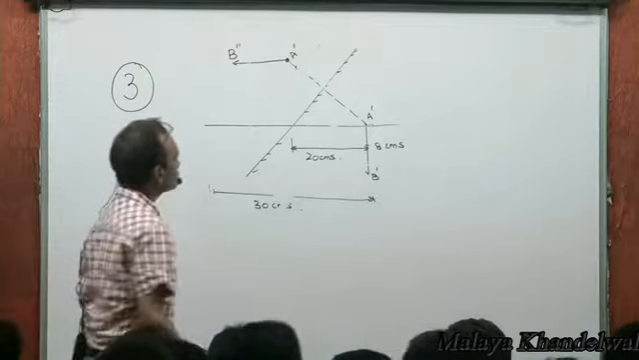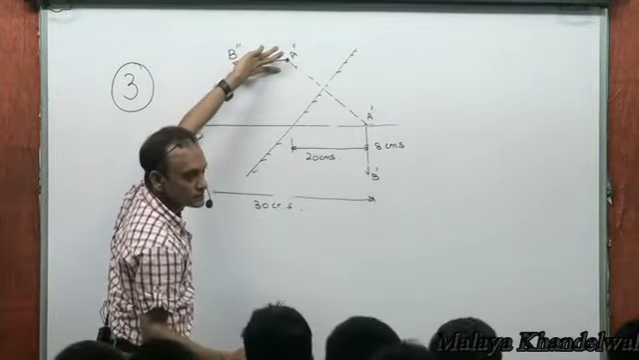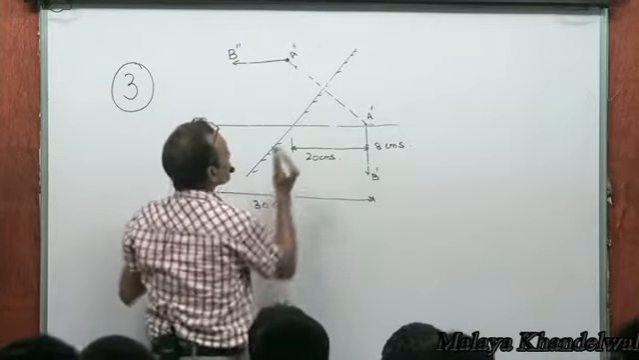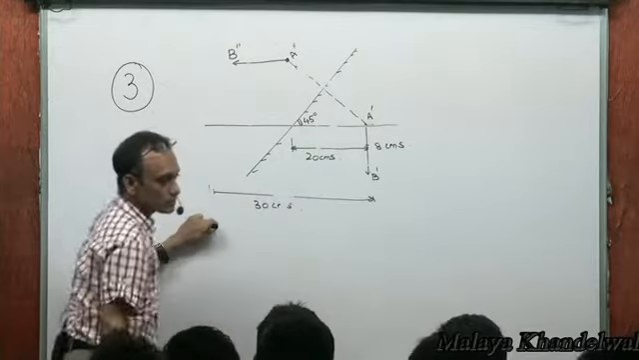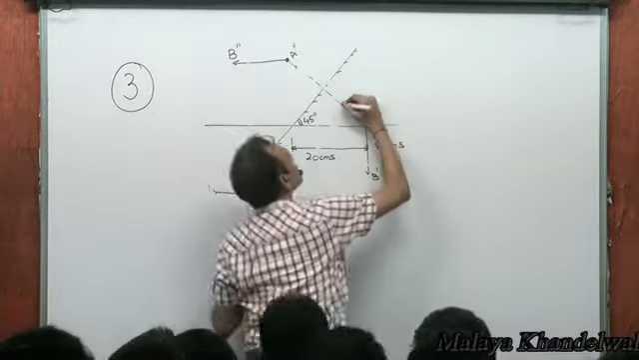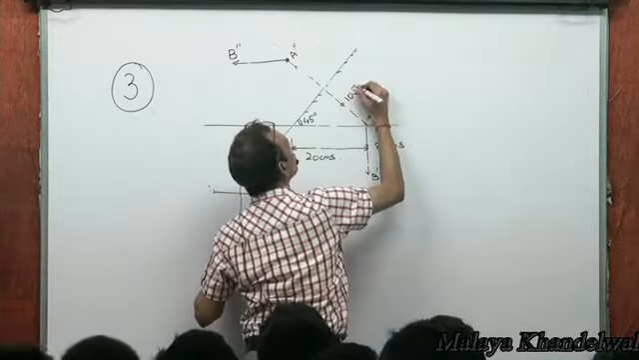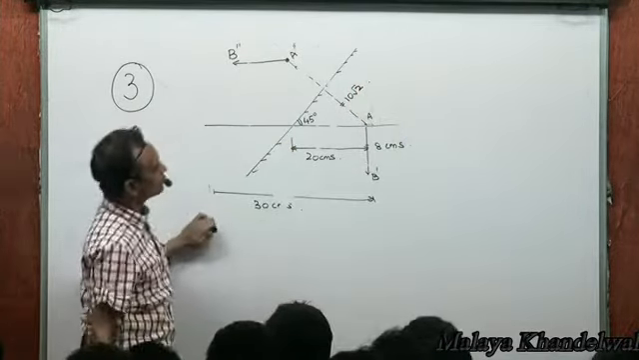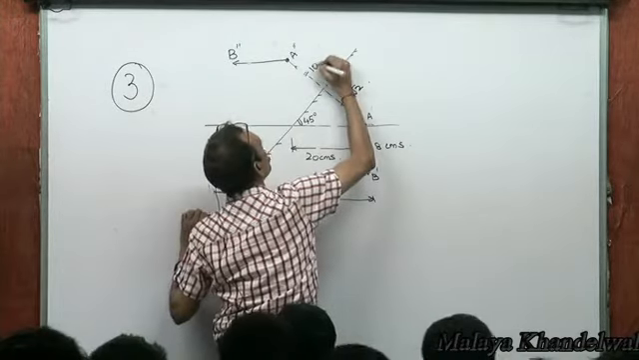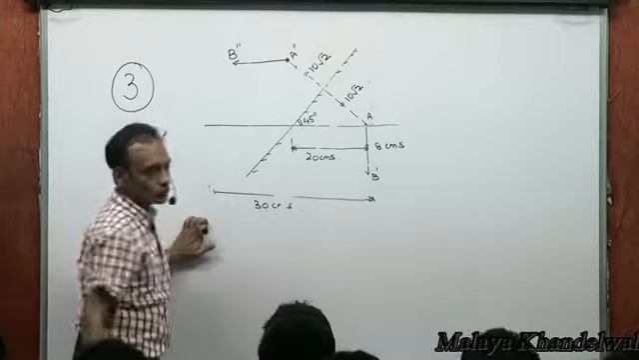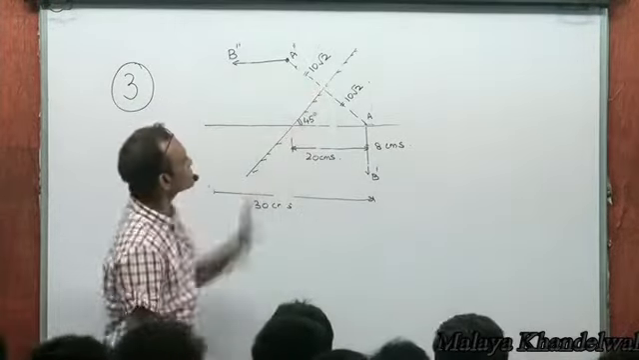Clear? If this was 8 centimeters, this would be 8 centimeters, right? Now, this is 45 degrees, right? This would be 20 by root 2, which means 10 root 2. This would also be 10 root 2, right? Object distance is image distance.